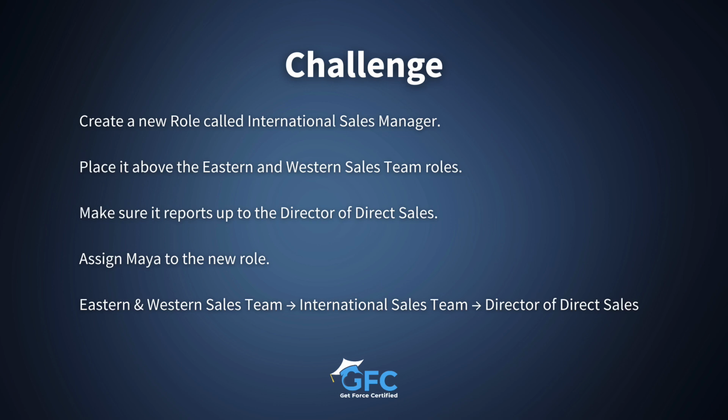You need to place it above the Eastern and Western sales team roles, so they roll up to it. And then you want to make sure that the International Sales Manager role reports to the Director of Direct Sales. And then, of course, you need to make sure that Maya is assigned that role. That way, access will flow upwards.